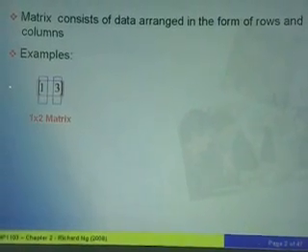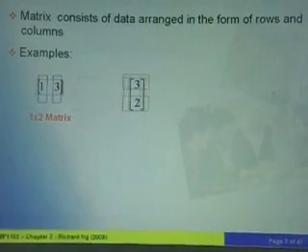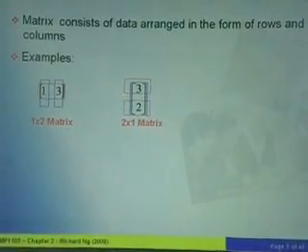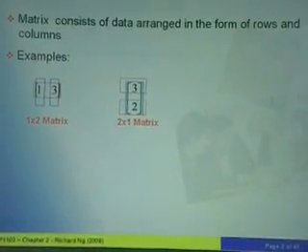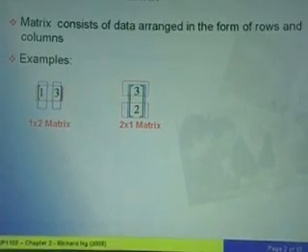For example, in this matrix, there are two elements. These two elements are arranged in one row and two columns. Therefore, we call this matrix a 1 by 2 matrix. Next, we look at another example. In this example, we have two elements arranged in two rows and one column. Therefore, we call this matrix a 2 by 1 matrix.